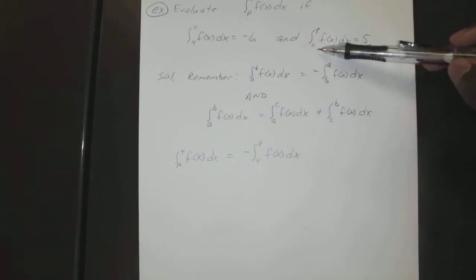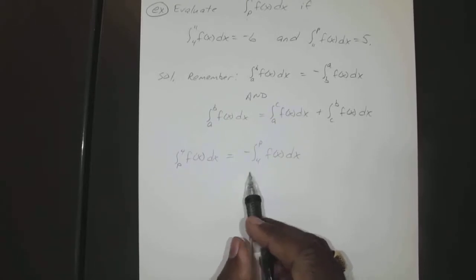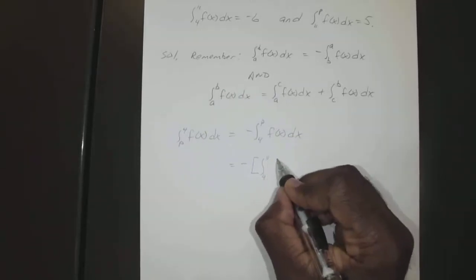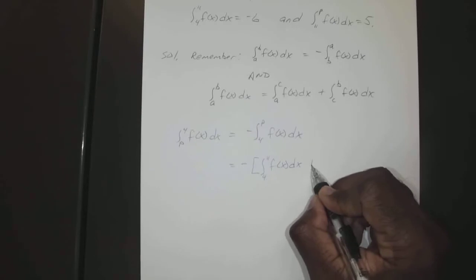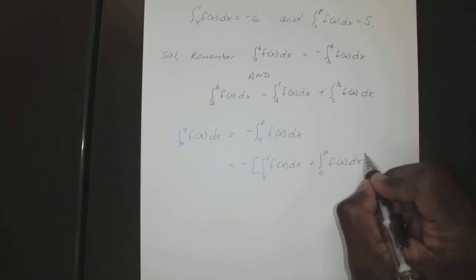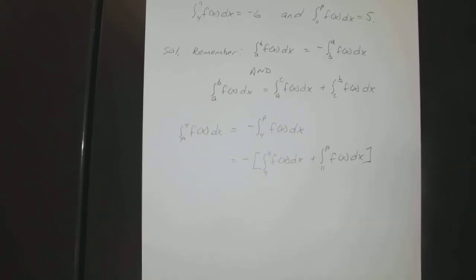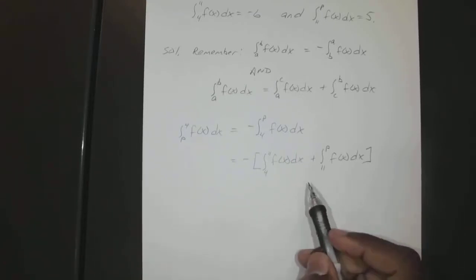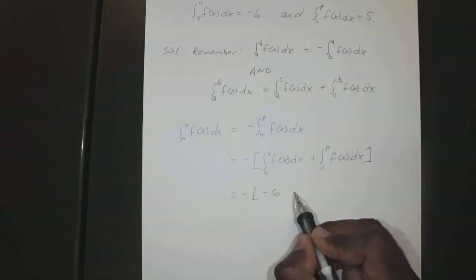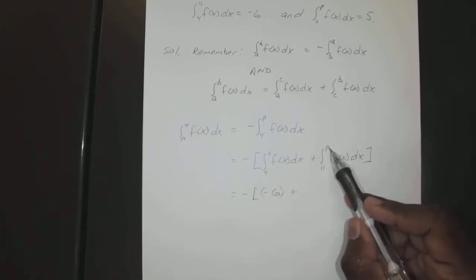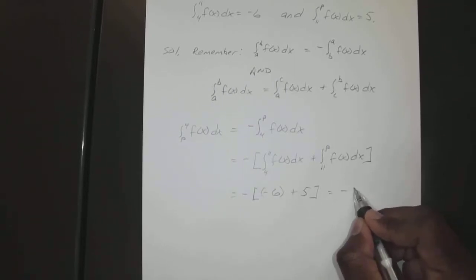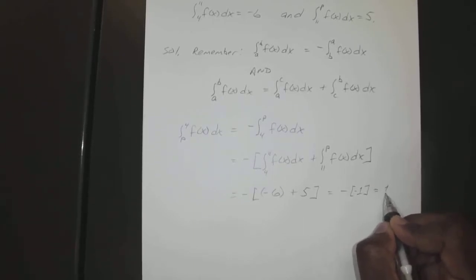Now, since this one goes to 11 and this one picks up at 11, that means we can make it the negative of the integral from 4 to 11 of f of x with respect to x, plus the integral from 11 to p of f of x with respect to x. Okay, so we know the integral from 4 to 11 is negative 6, plus the integral from 11 to p is 5. So that's going to equal negative 1, which is just 1.